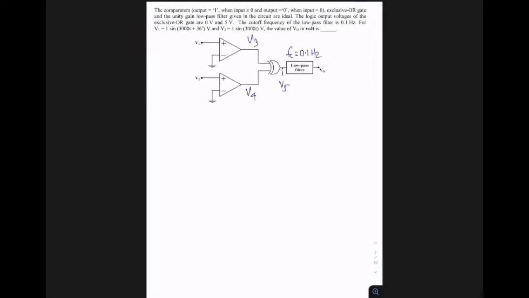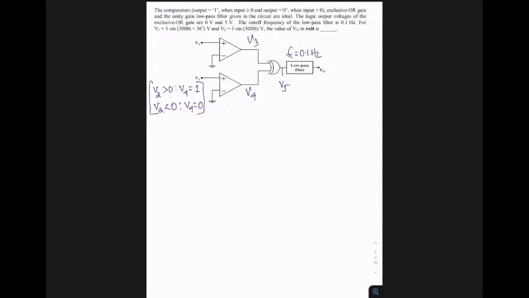Now how to find V4? Let's start with V4, the simple one. V2 will be compared with 0. If V2 is greater than 0, then V4 equals logic 1, and if V2 is less than 0, we get V4 equals 0. Because the inverting terminal is given 0 and the non-inverting terminal is given V2, when V plus is greater than V minus, you get V4 as 1, otherwise you get 0, right?